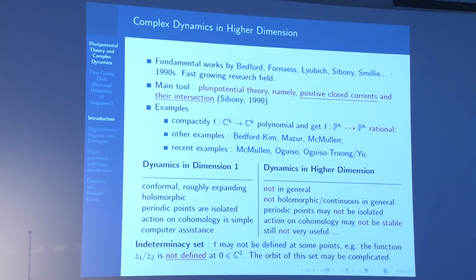Also, the action of the map on the cohomology is very simple in dimension 1, but in higher dimension, this action can be unstable in some sense. And finally, the computer is very useful in dimension 1, but not yet in higher dimension.